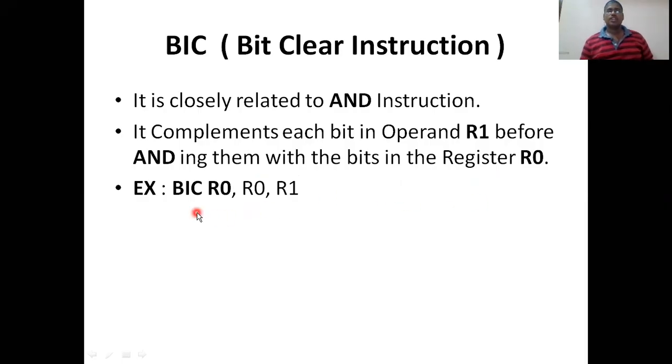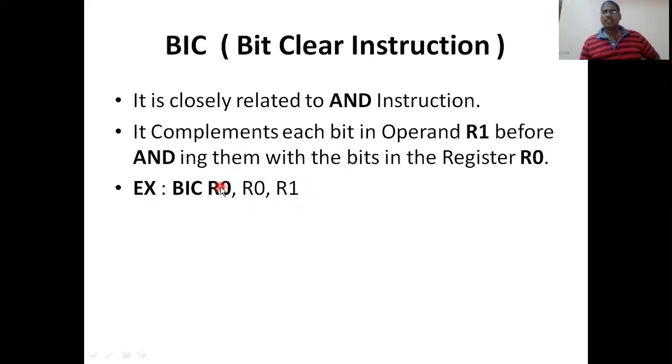Here the instruction is given like this: BIC R0, R0, R1. If you observe carefully, these two are the same operands. So BIC, that means bit clear instruction, R0, R0, R1. Initially, look at the last operand, R1. It will perform a one's complement on the content in R1, then only it will perform the AND operation with R0, and the result is going to be stored in R0. That is the meaning of BIC R0, R0, R1.